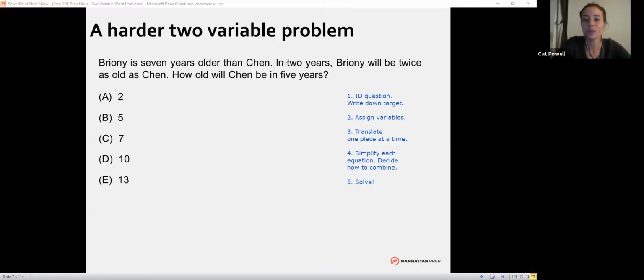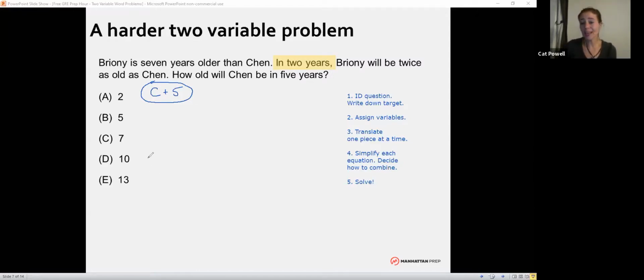It's the "in 2 years." It's really hard. We're not going to deal with it yet, though. We're going to go through our process, and we'll deal with "in 2 years" when we get to it. So, identify the question: how old will Chen be in 5 years? I'm definitely going to write down C plus 5 on my paper, because I'm going to be really tempted to solve for Chen and then just input Chen's age and not Chen in 5 years. So I have my target.